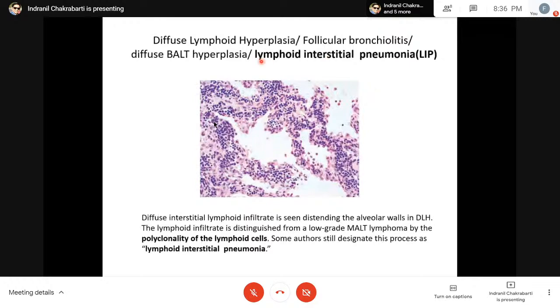Another type is lymphoid interstitial pneumonia, that is LIP, or diffuse lymphoid hyperplasia, DLH. Again, here you can see numerous lymphocytes. You should be alert as to whether we are dealing with a case of low-grade MALToma. LIP is now included under the category of lymphoproliferative disorders. But what separates this from MALToma is the polyclonality of the lymphoid cells. This LIP is again a pattern which we can see in various chronic lung injuries.